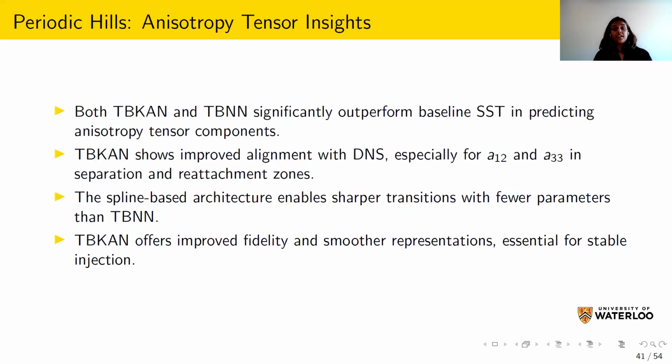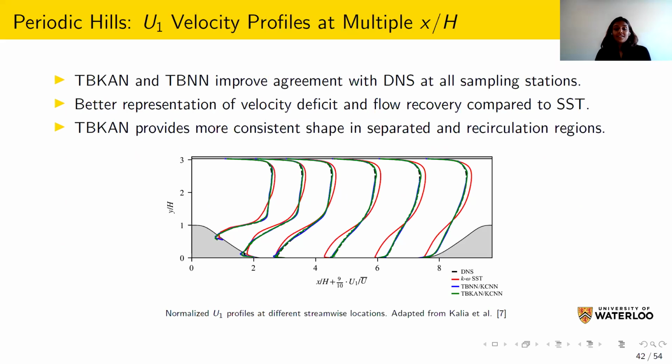For this case, both the TB-CAN and the TBNN are significantly outperforming the baseline SST. The TB-CAN does show improved alignment with the DNS, especially for A12 and A33, which is where the separation and reattachment zones occur. And it has much fewer parameters compared to the modified TBNN. This figure looks at the normalized U1 profiles at different streamwise locations. As you can see, TBNN and TB-CAN are following the DNS very closely. It's very hard to even differentiate between the two in this figure.